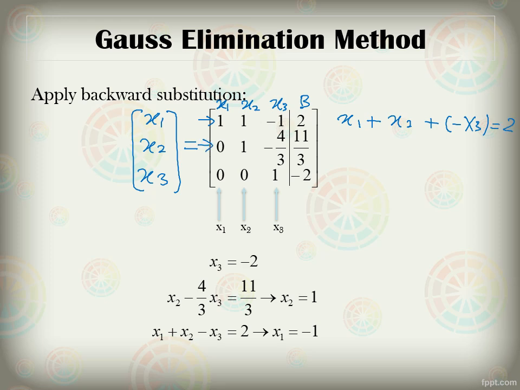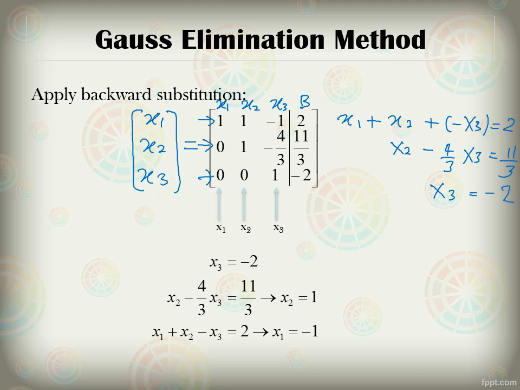Okay, then go to the second. We have none for x1, so 0, we don't need to write it. So 1 multiplied with x2, x2, plus minus, so we just directly write minus 4 over 3 x3 equal to b, which is 11 over 3. And the last row, we have none for x1 and x2 because they are 0. We only have x3. x3 equal to minus 2.